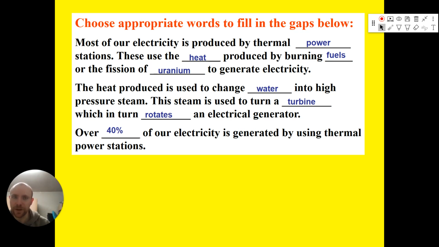Interestingly, when I first made this PowerPoint, that 40 was about 90. Okay, in the 90s, 90% of our electricity was produced with thermal power stations. In the last 5 years, that's changed considerably, but we were around the sort of 60% for quite a long time.